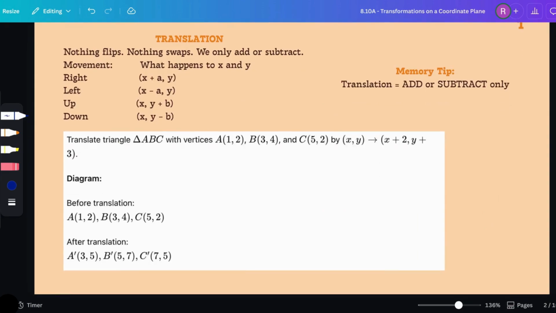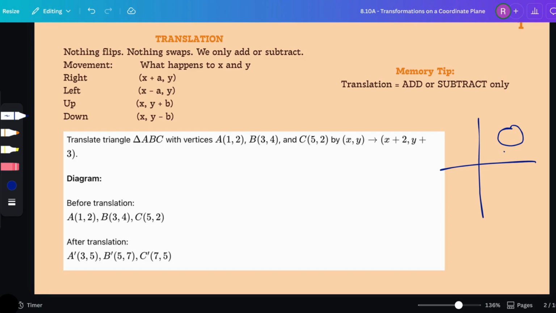Let's start with translation. When you want to translate on a coordinate plane, nothing flips. Let's say we have the coordinate plane like this and we have a shape somewhere here. All the points on the shape will not flip, it will not swap. We will only add or subtract. So if we have x and y, we only add to x and y. The shape will not reduce, it will not increase, it will only change location.